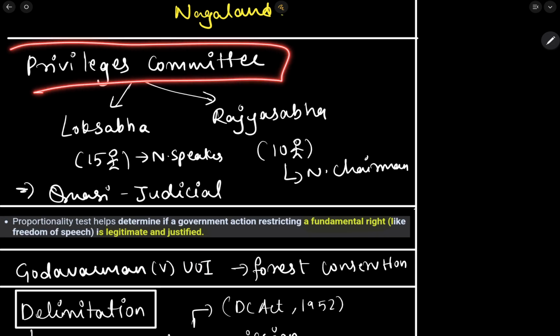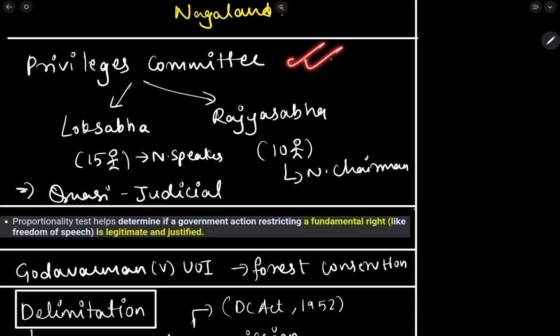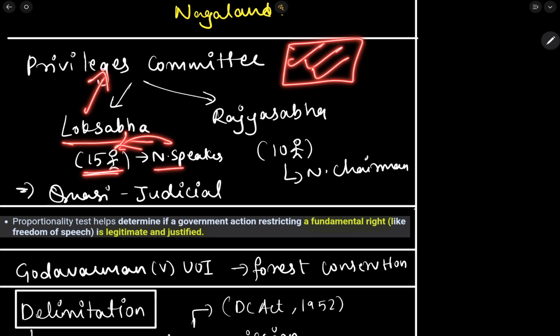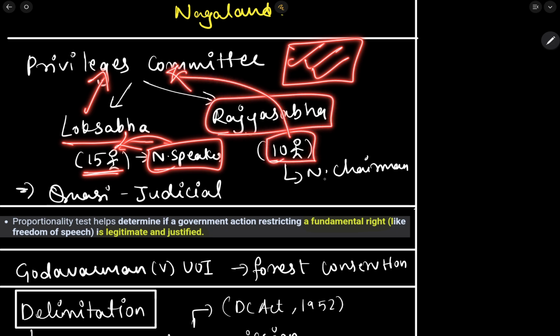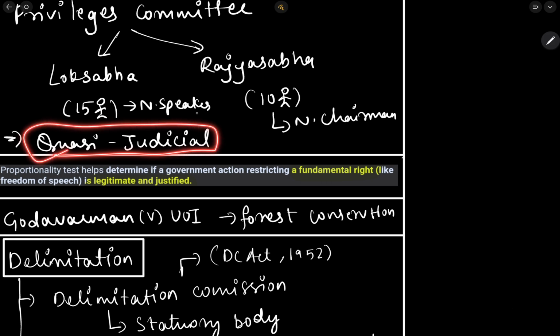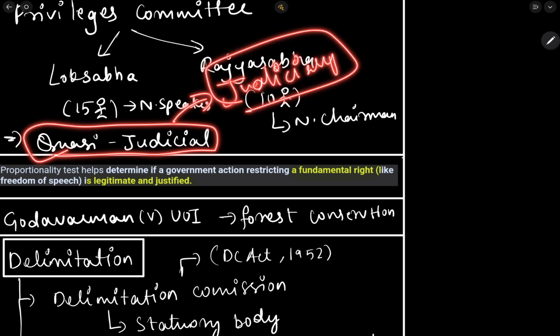Next we have the Privileges Committee. The Privileges Committee examines a breach of privilege in the House by a member or a committee. The Lok Sabha has a 15-member Privileges Committee, appointed by the Speaker, and in Rajya Sabha we have a 10-member Privileges Committee, nominated by the Chairman. The Privileges Committee is quasi-judicial, which means it has the power of the judiciary, not to the full extent, but in certain aspects it can act as a judiciary.